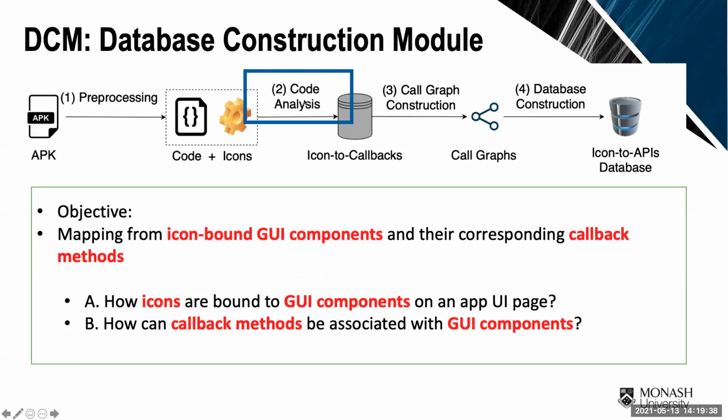And the code analysis step aims to establish a mapping from icon-bound GUI components to their corresponding callback methods that respond to user events. To achieve this, next, I will answer the following two questions: how icons are bound to GUI components on an app UI page, and how callback methods can be associated with GUI components.